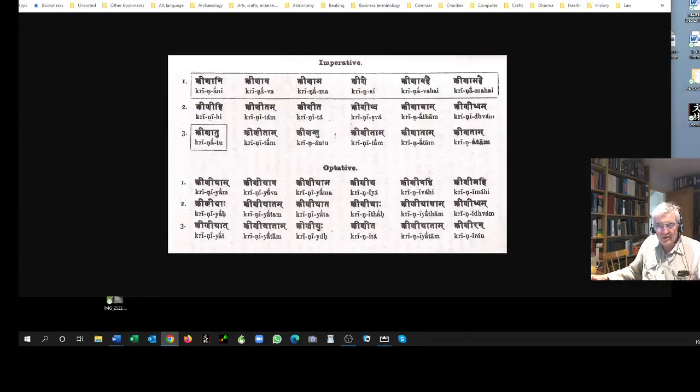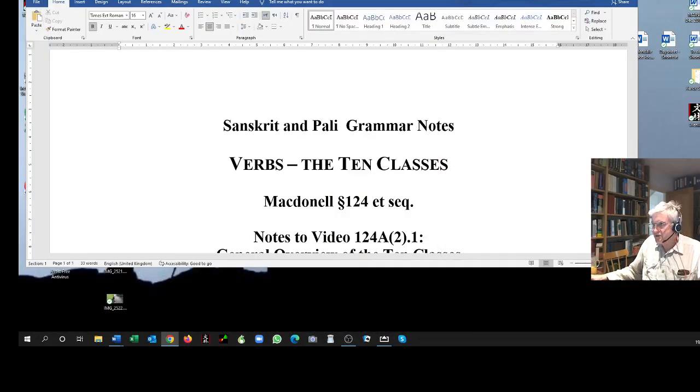So there we are. That concludes this slightly chopped about lesson on the 10 classes of verbs in Sanskrit, and I shall now proceed to go through the Pali material and, as it were, map it onto those 10 classes.